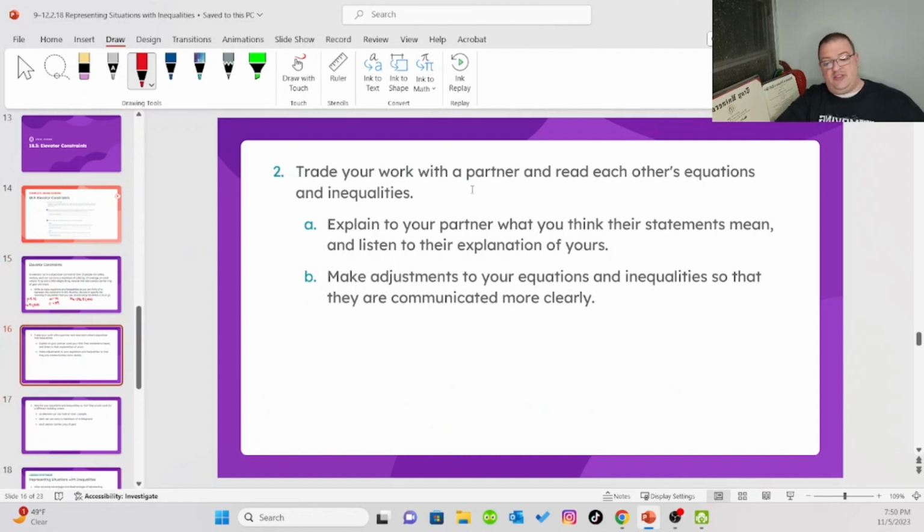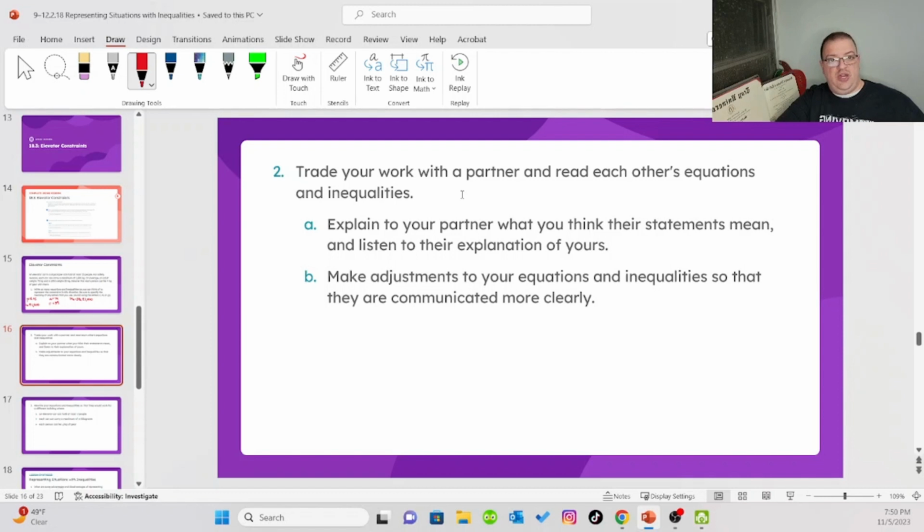If you're in class, trade your work with a partner and read each other's equations and inequalities. Explain to your partner what you think their statements mean and listen to their explanation of yours. Make adjustments to your equations and inequalities so that they are communicated more clearly. So I've written down all the ones I could think of on the spot.